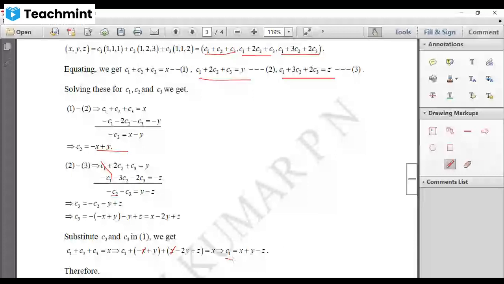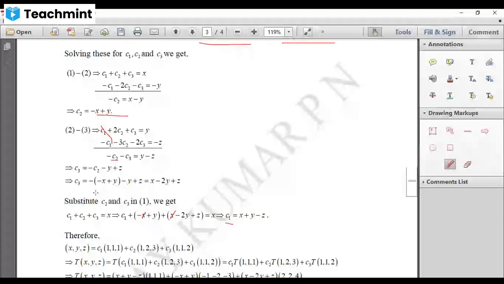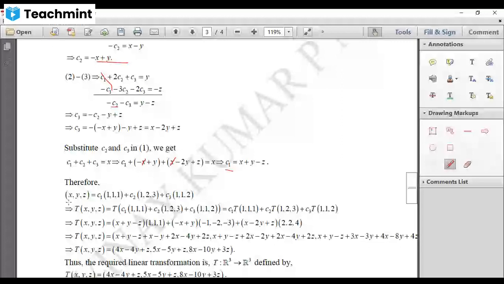Then we can find the image of XYZ. We know that ordered triplet XYZ equal to this. Therefore, image of XYZ is image of this. But because T is linear, we can write the scalar outside. So C1 into image of this plus C2 into image of this plus C3 into image of this. If you assume this is alpha 1, alpha 2, alpha 3, then this is of the form C1 alpha 1 plus C2 alpha 2 plus C3 alpha 3. So image of that will be C1 into T alpha 1 plus C2 into T alpha 2 plus C3 into T alpha 3 in that form.